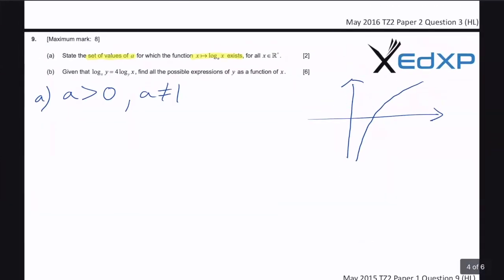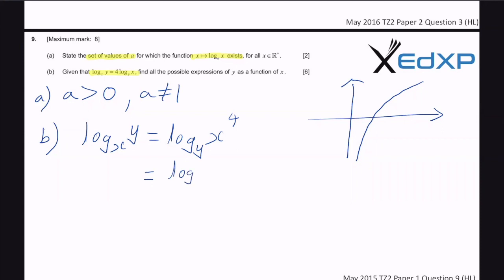Okay, for part B, given that log_x y equals 4 log_y x, find all the possible expressions of y as a function of x. The first thing again we notice is that the bases are different, so I'm going to try and change it. I can use the power law and bring the 4 up. Let's change all the bases to x.